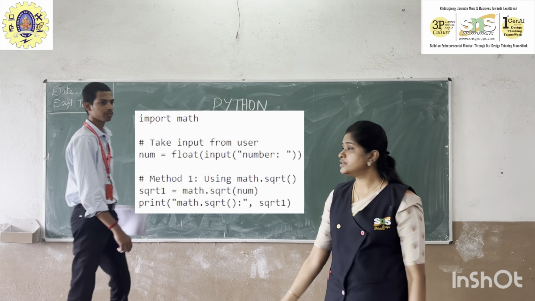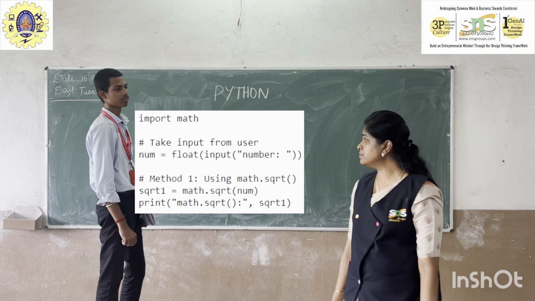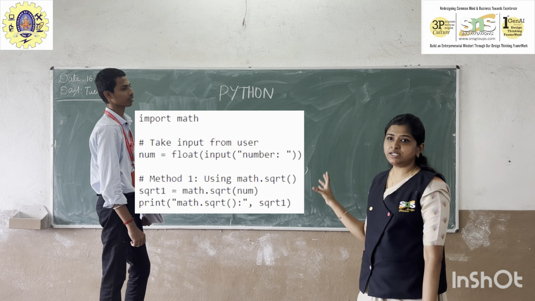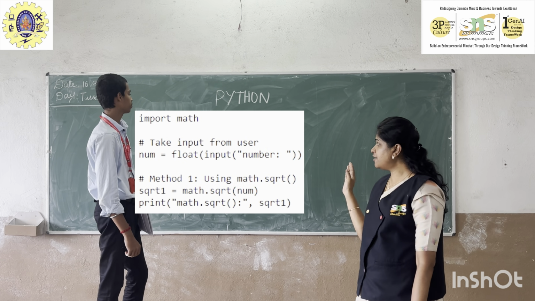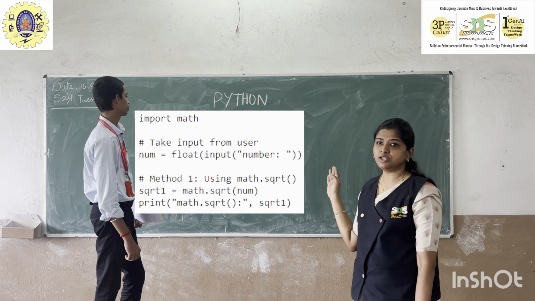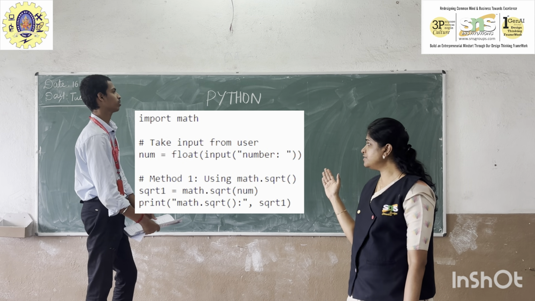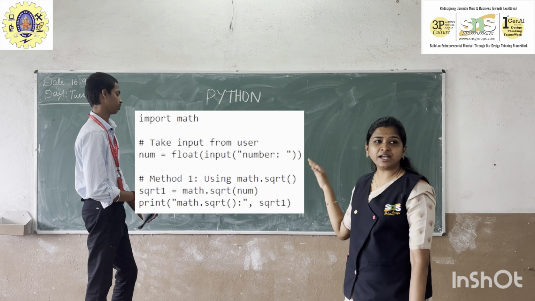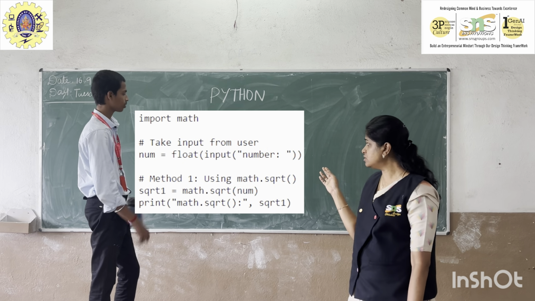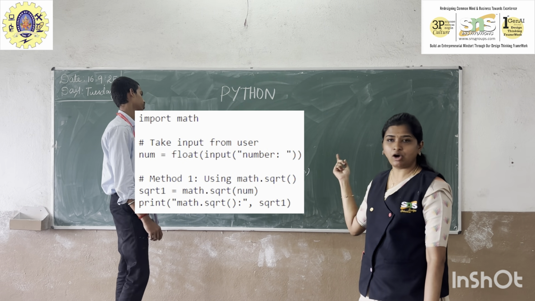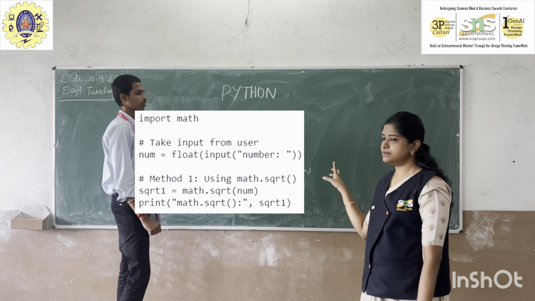So now we are going to explain the square root program. Here we have imported a math library, and then we have declared a variable called number that is equal to 16, and then we are calling math, in which we have an inbuilt method called square root, and we are sending the number as an argument, and finally we are printing the result.